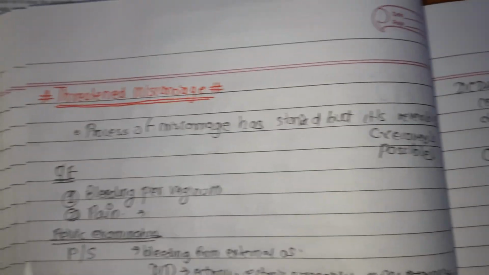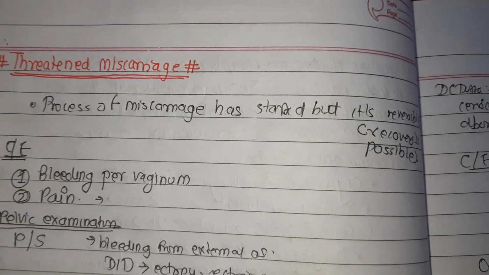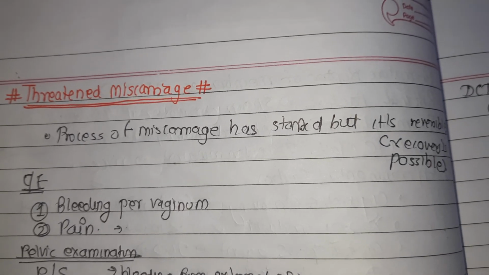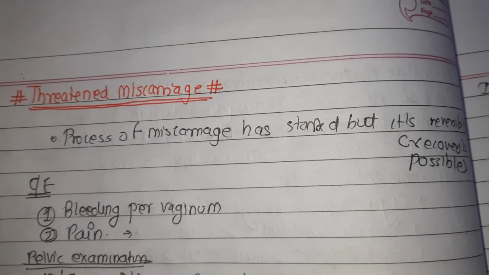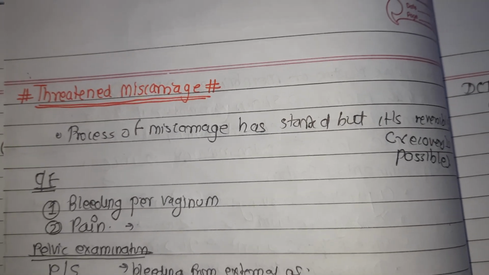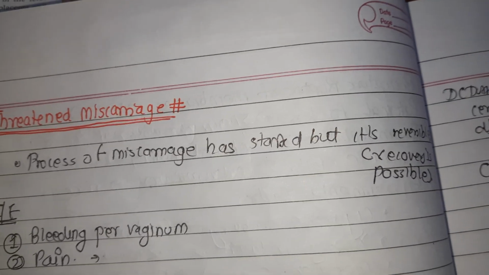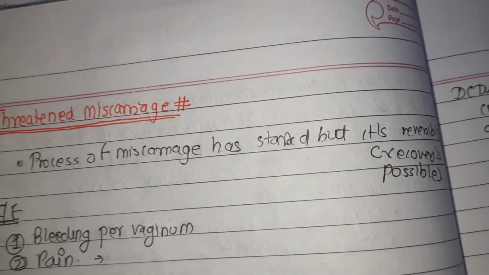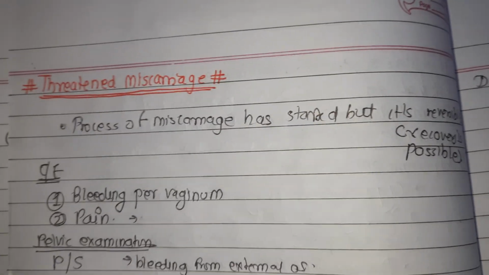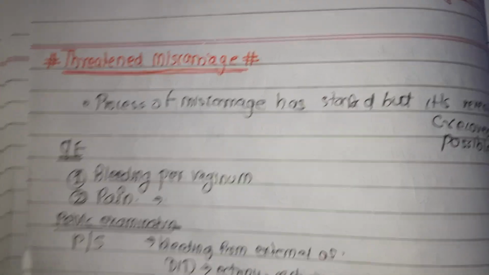Hello everyone. In this video on obstetrics series, today we will be talking about the various types of spontaneous abortion like threatened, inevitable, complete, incomplete, missed, and septic abortion, and we will be talking about their signs, symptoms, investigation, management, and treatment of all these abortion types. So firstly, discussing the threatened miscarriage.